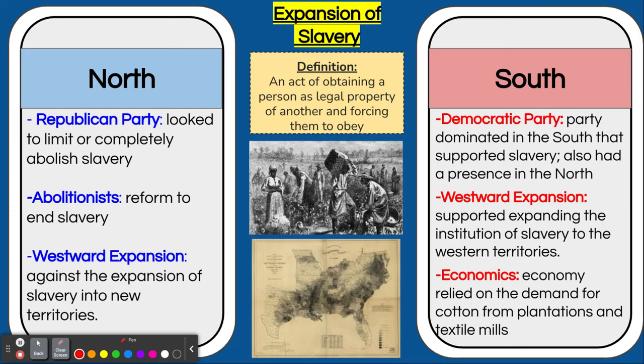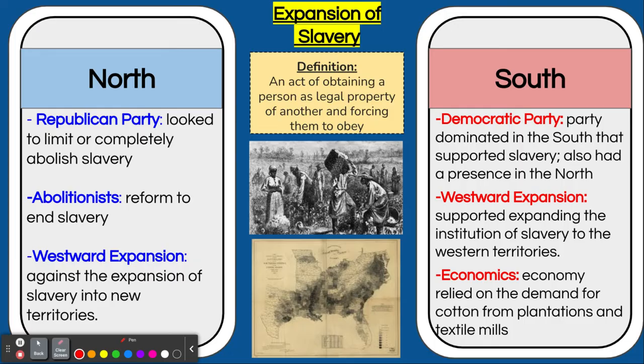So we talked about sectionalism. Let's talk about one of the biggest issues of the time, the expansion of slavery. And so slavery was one of the big dividing issues of our country during the 1860s. And the North and the South had different views of it. And it had to do with politics, but it also had to do with economics.